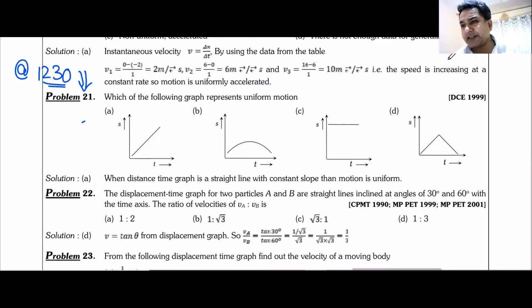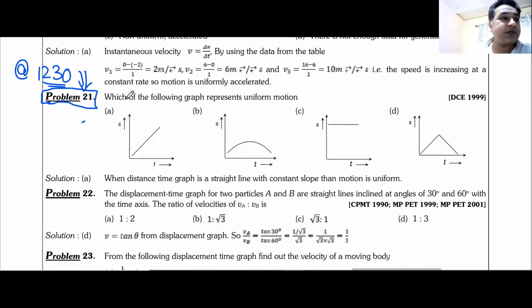Now, I think in the last class, we had discussed graphs in 1D motion. We had discussed position time graph in that. And we start today's class with problem number 21 from your solved examples. Problem number 21. And what does this problem number 21 say? Which of the following graphs represents uniform motion?